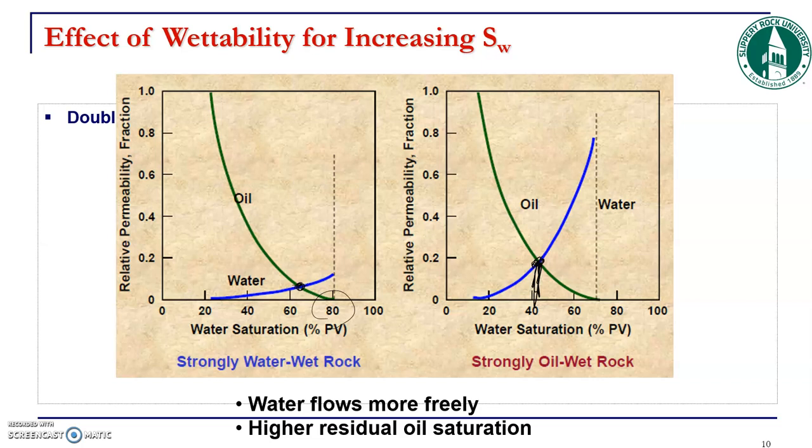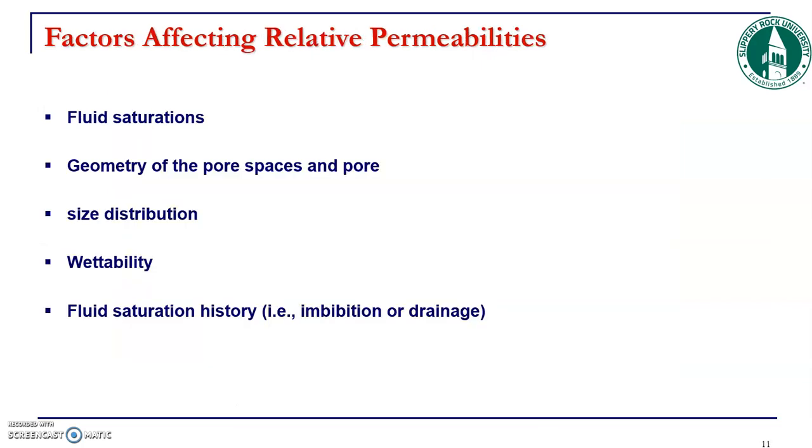So next, we want to talk about different parameters that affect your relative permeability. One of them is fluid saturation. Of course, all the functions that we have discussed so far in terms of relative permeability were related to the fluid saturations. Also the geometry of the pore space, the pore size distribution inside the rock, what type of wettability you're dealing with, and fluid saturation history, imbibition or drainage. These are all the factors that would affect the relative permeability.